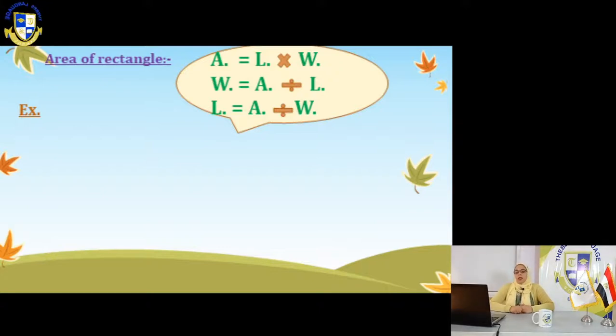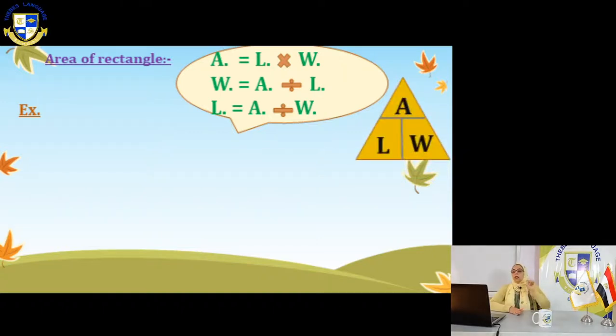Now another shape, the area of a rectangle. Area of a rectangle equals length times width. If we want to get the width, okay, come with me and draw a magic triangle. What is this magic triangle? We must study well the area of a rectangle only and write it in the magic triangle. A up, and length and width down, because length times width is down and area is the main rule.